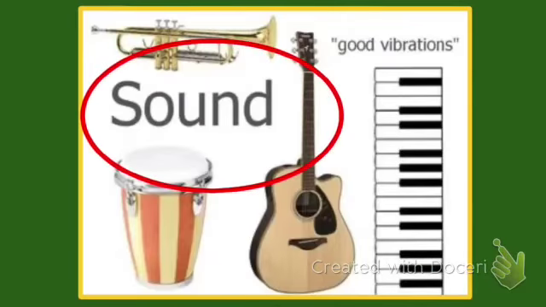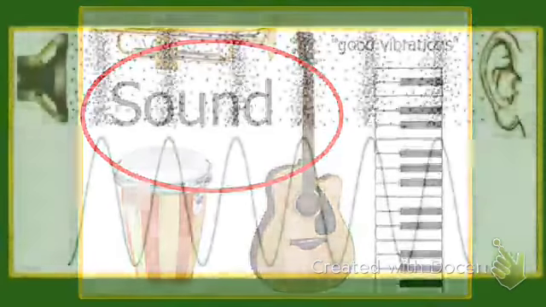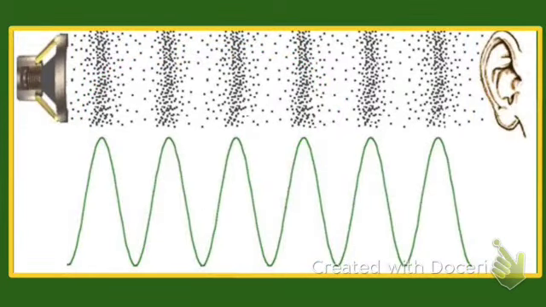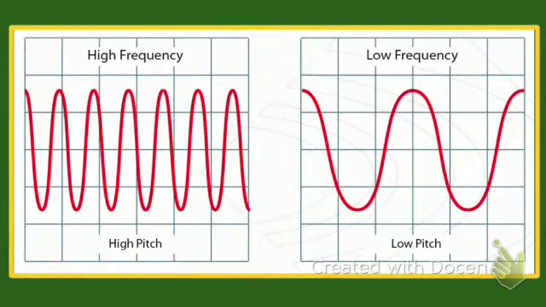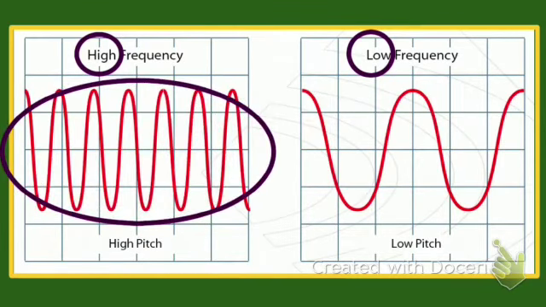Sound energy. Sound is another form of energy that is transferred from a vibrating object and carried through the air to our ears. There are different kinds of sounds. They can be high or low. High sounds are made by fast vibrations and low sounds are made by slow vibrations.